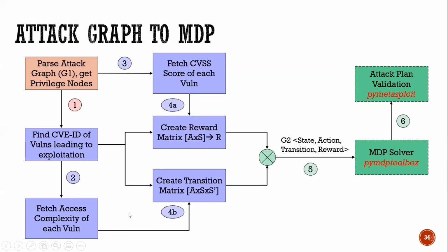In step 4B, you use the access complexity to derive the transition matrix. And you provide all this information to an MDP solver: the reward matrix, the transition matrix, the different states, and the actions. And we use the PyMDP solver with the value iteration function to generate an attack plan, which we then provide to the module PyMetasploit that executes the attack plan and shows how fast the attack plan that we obtained is.